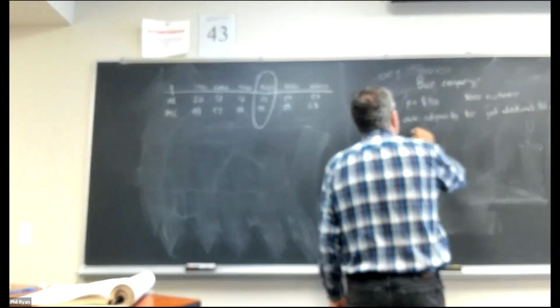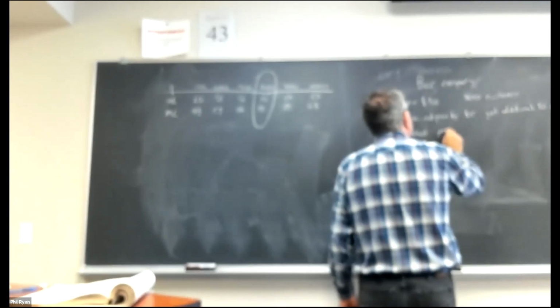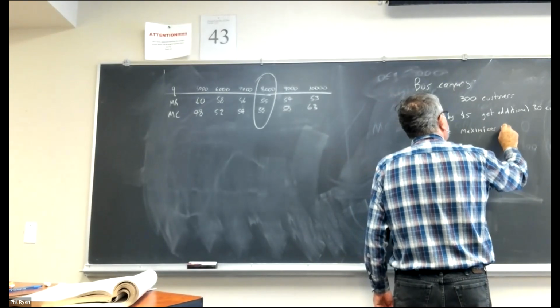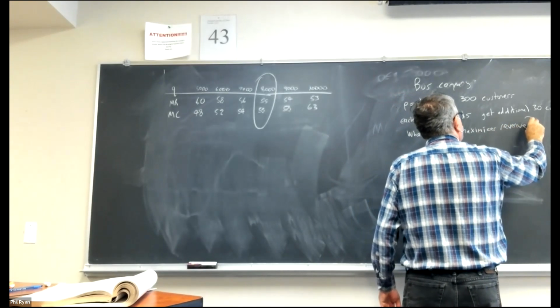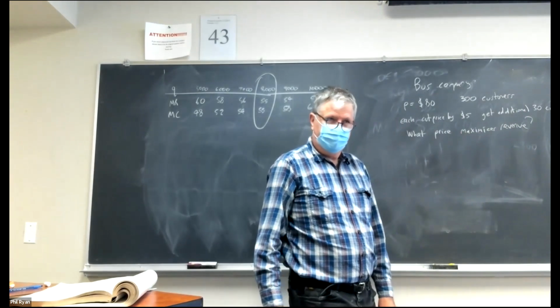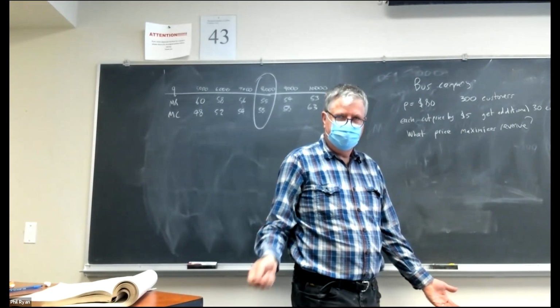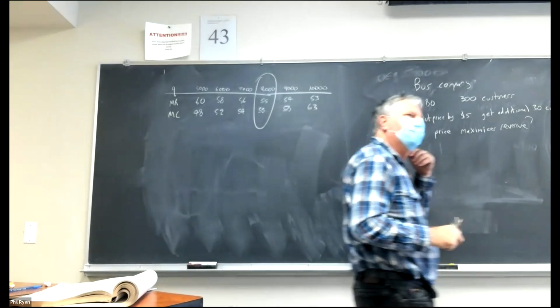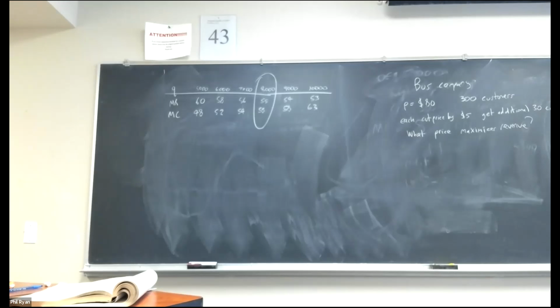So the question is, what price maximizes revenue? Okay, does this kind of make sense? Okay, so this is a different kind of problem from before. Before we were varying output. We've got a factory, we're making some good, and we're varying our output, and we're trying to find the sweet spot here. Costs are fixed.